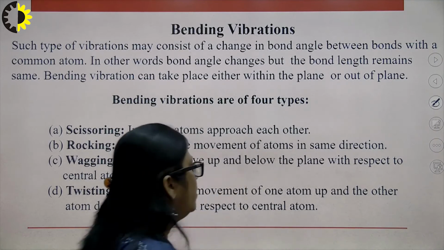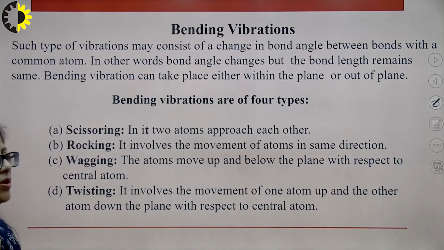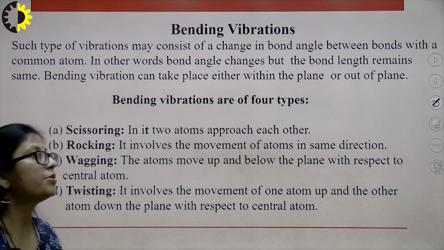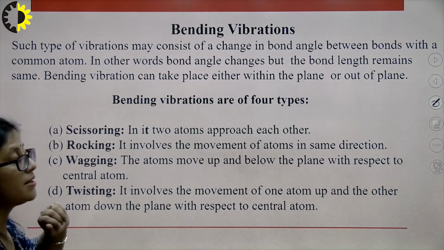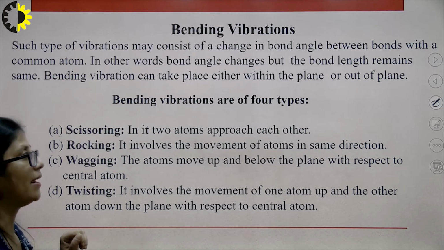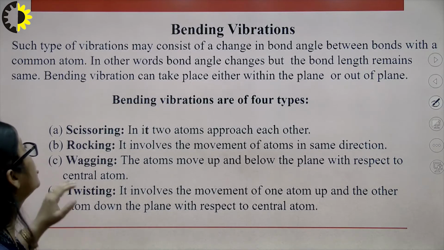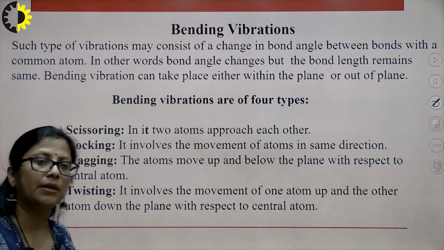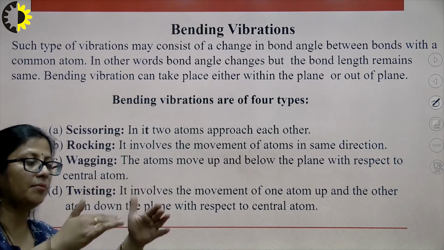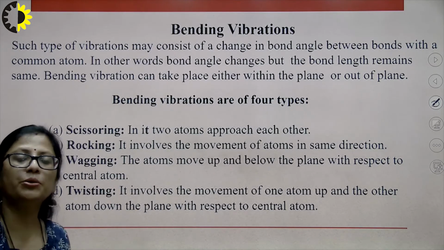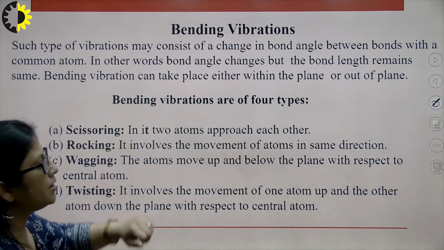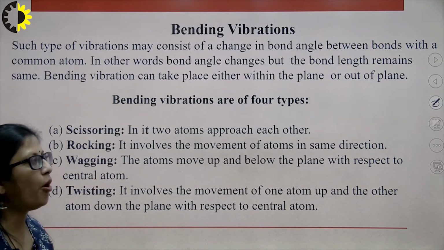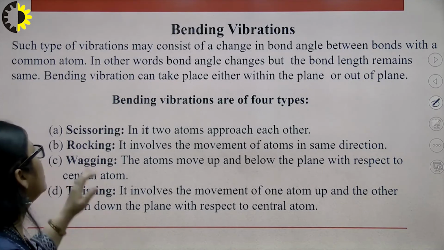Now, bending vibrations. These bending vibrations are the type of vibrations which consist of a change in bond angle between bonds with the common atom. When two atoms are joined to a central atom, then the bond angle is going to change. In other words, the bond angle changes, but the bond length remains the same.